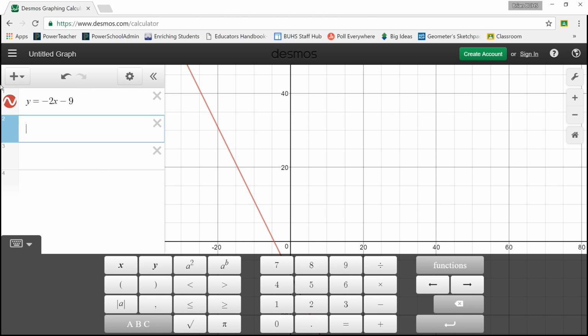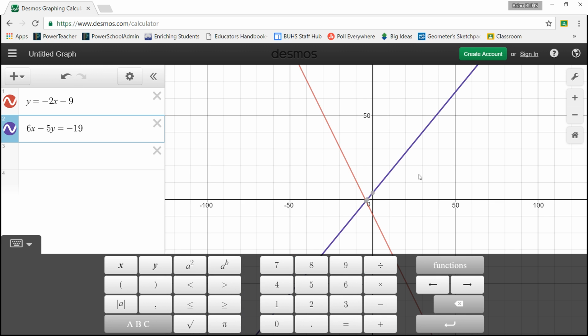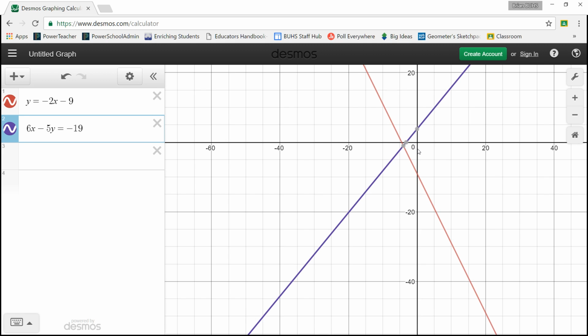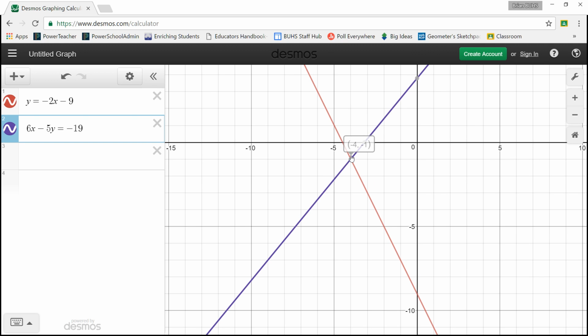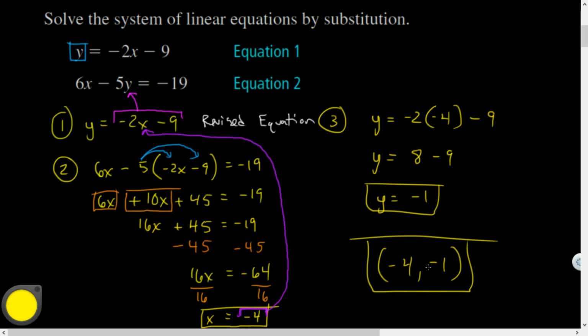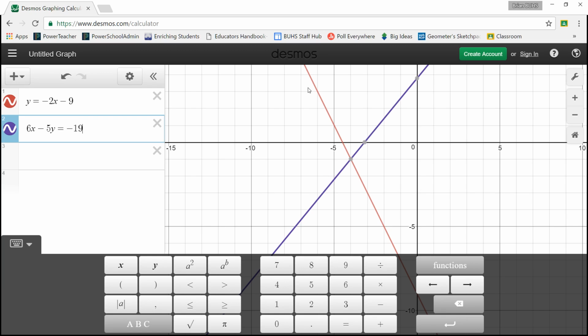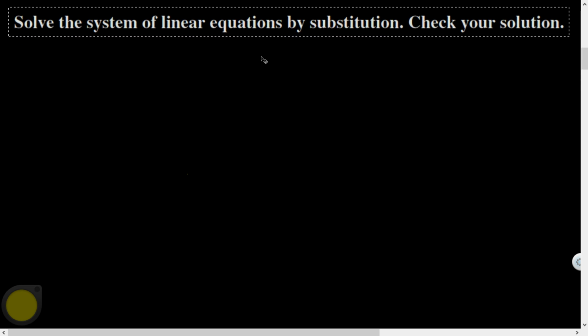Negative 2x minus 9. And the other one was 6x minus 5y equals negative 19. All right. So here's the intersection of my 2 lines. And notice, negative 4, negative 1. That's exactly what I said. So if I did solve this graphically, I do get the same answer. Both of those equations represent 2 lines, and there's one combination that makes both of them true. Cool. Let's do another example here.